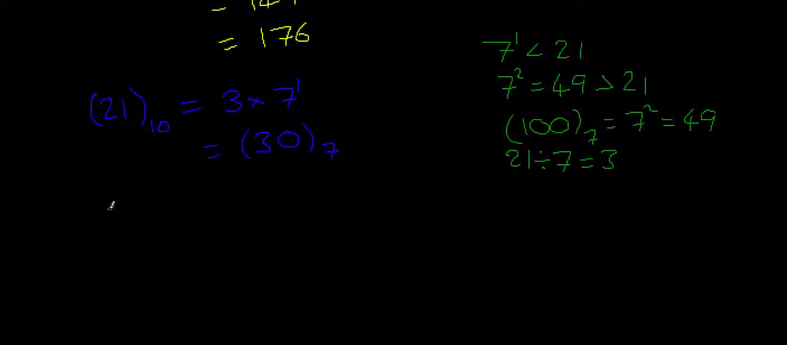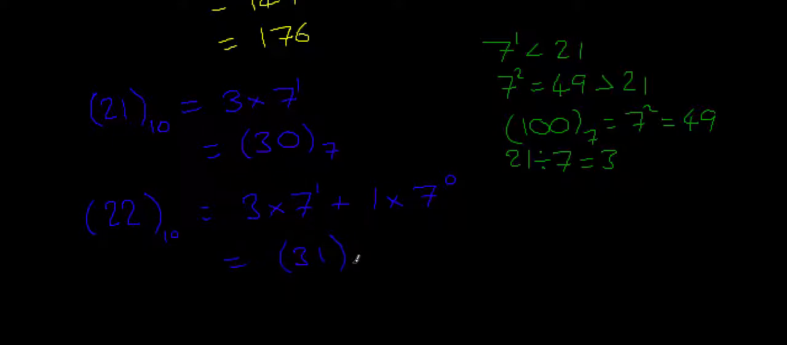And then one more example: if we had 22 in base 10, then this is going to be equal to 3 times 7 to the 1 plus 1 times 7 to the 0. So this is going to be equal to 31 in base 7. So this is how the basics of changing base work.